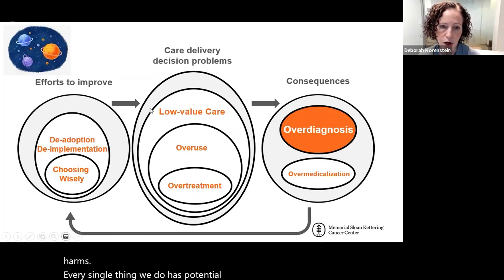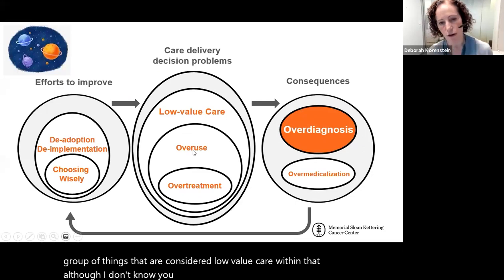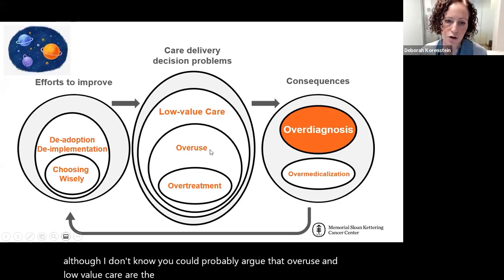So there's this very broad group of things that are considered low value care. Within that, although you could probably argue that overuse and low value care are the same things, overuse really just means unnecessary care.